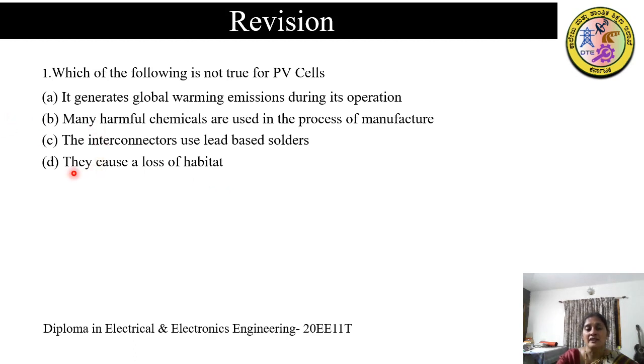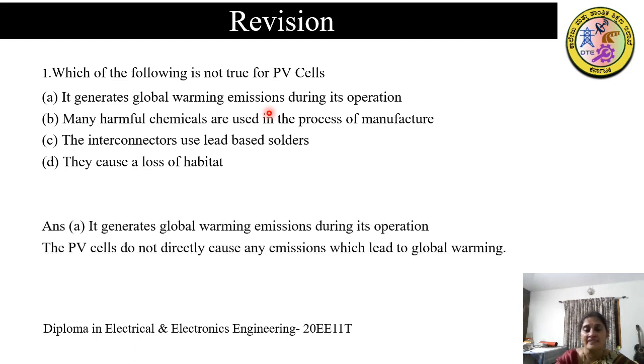When you see, it does cause a loss of habitat, interconnects do use lead-based solder, and harmful chemicals are used in the process of manufacture, but no global warming emissions are caused during operation. Global warming emissions may be caused during the manufacturing process or during the decommissioning process. So the answer is A. It generates global warming emissions during its operation is not true for PV cells.